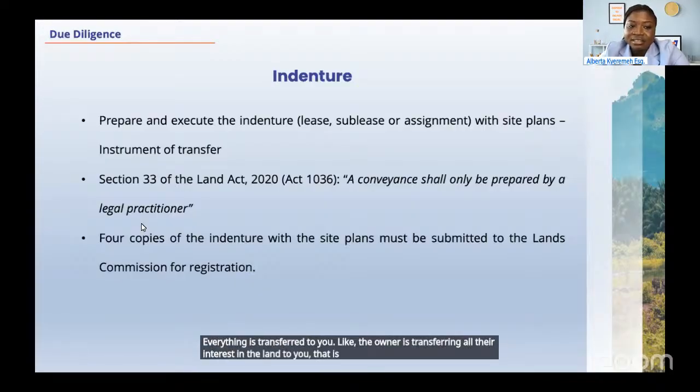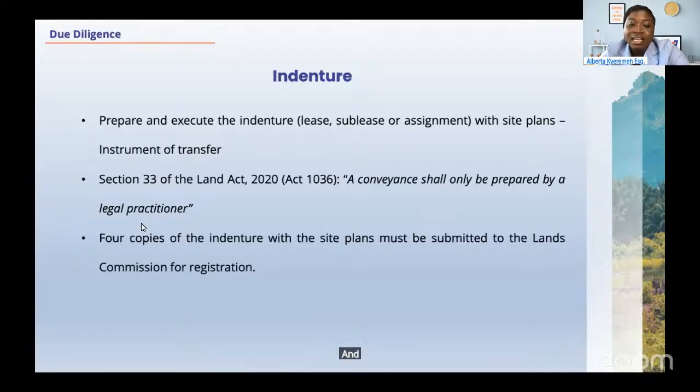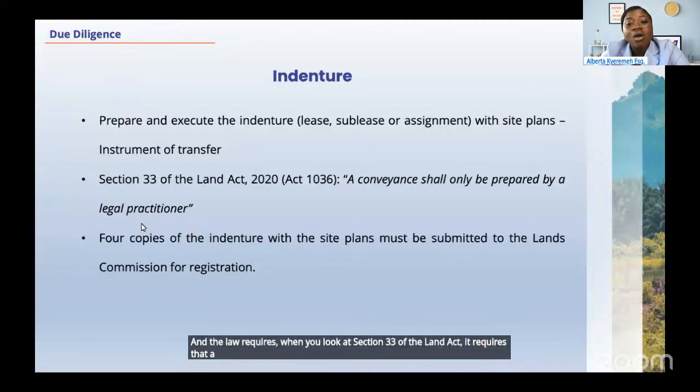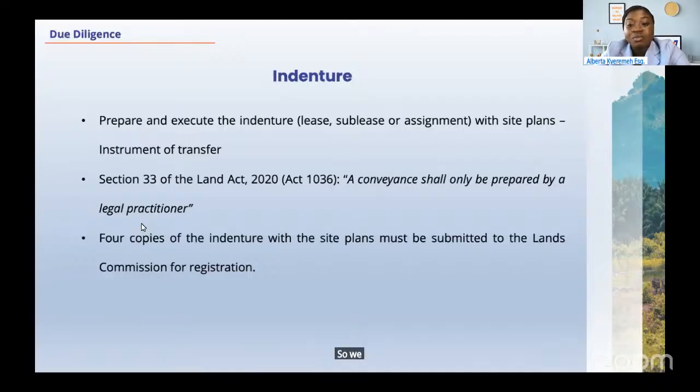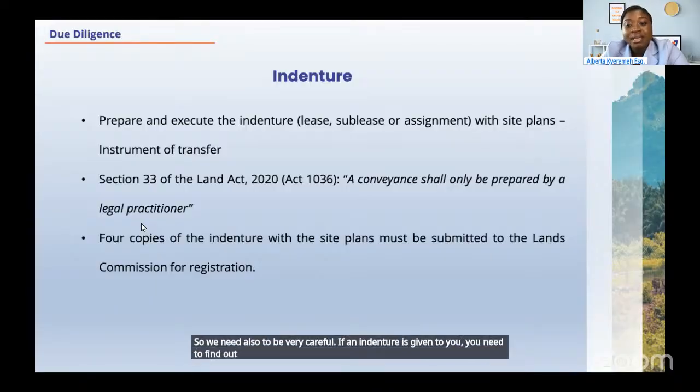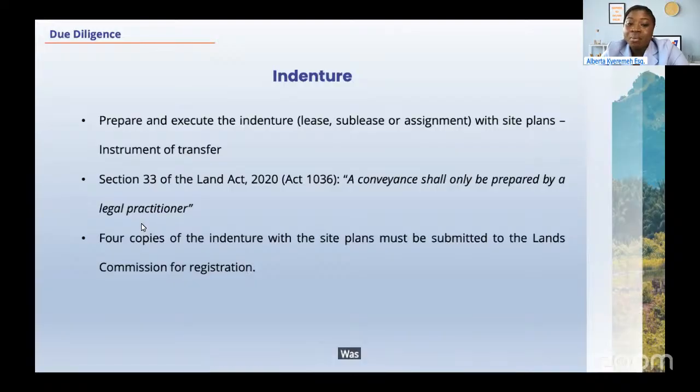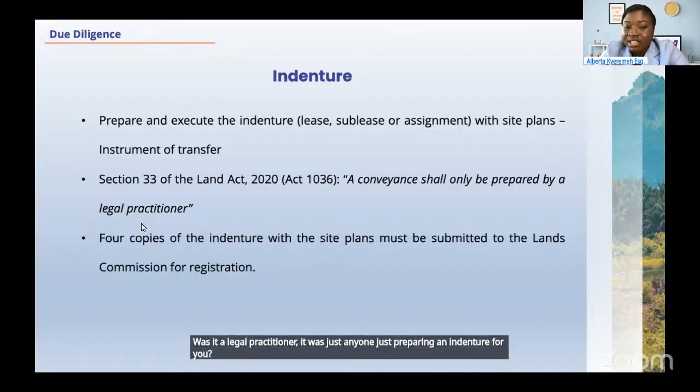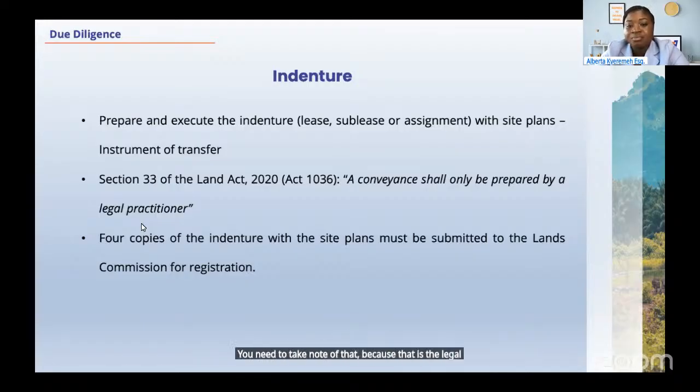That is the assignment. So when your searches are done and your site plan is done, you can prepare this indenture. And the law requires, when you look at Section 33 of the Land Act, that a conveyance shall only be prepared by a legal practitioner. So we need also to be very careful. If an indenture is given to you, you need to find out who prepared the indenture. Was it a legal practitioner, or was it just anyone preparing an indenture for you? You need to take note of that because that is the legal requirement.